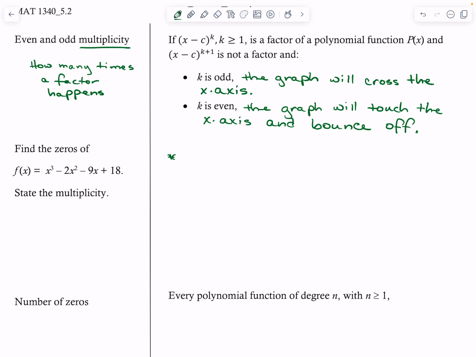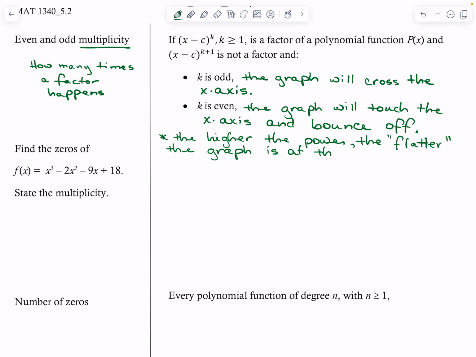Again, in both cases, the higher the power, the flatter the graph is at that x-intercept, or 0. Because keep in mind, even if it doesn't cross, it still does hit the x-axis. So you do still have an x-intercept there.